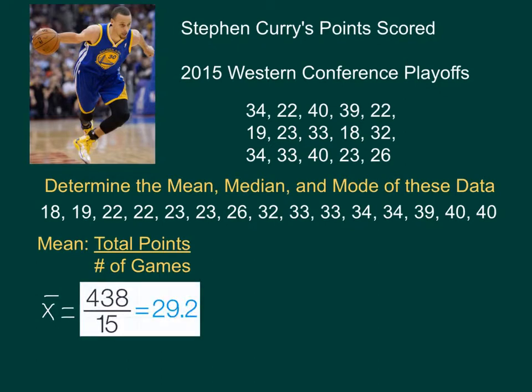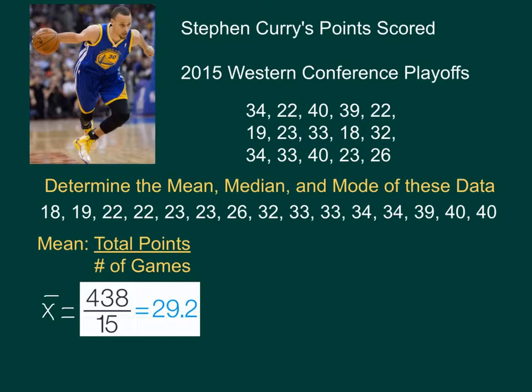And when we do that, we find out that he scored 438 total points in 15 games, which gives him a mean of 29.2 points per game. Now, in this case, the division terminates at 29.2, and in many cases, it will be something that we'd have to round, and you'd look for the directions or just a reasonable answer in that case. So you could round this to about 29 points per game, but 29.2 is the exact mean.